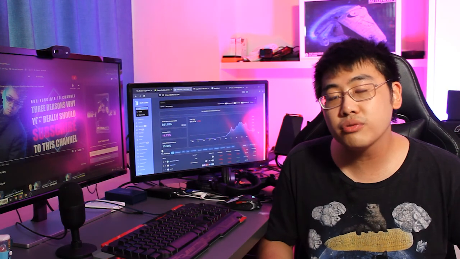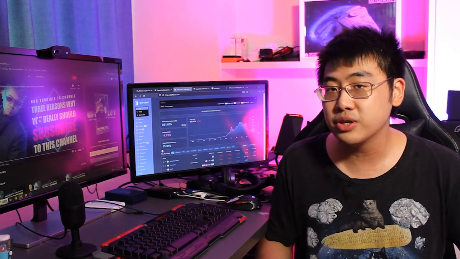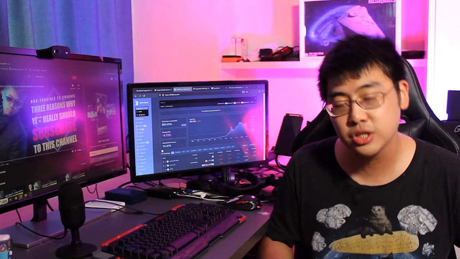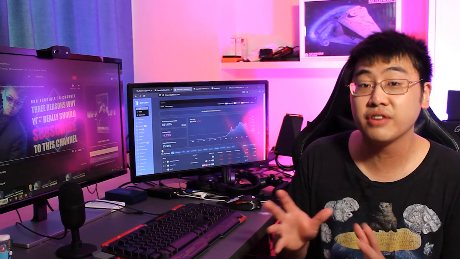The platform is also very helpful for those of you who are yield farmers, people who want to get the most APR possible on different types of DeFi protocols. So it does show you a percentage yield of different DeFi protocols.